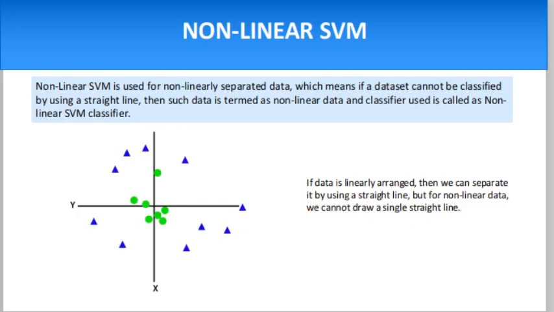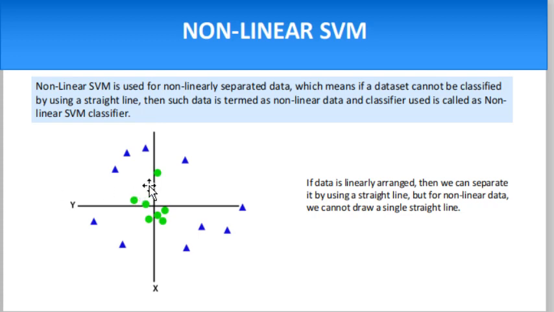So now, what is non-linear SVM in detail? Friends, non-linear SVM is used for non-linearly separated data, which means if a dataset cannot be classified by using a straight line, then such data is termed non-linear data, and the classifier used is called a non-linear SVM classifier. If data is linearly arranged, then we can separate it by using a straight line. But for non-linear data, we cannot draw a single straight line.